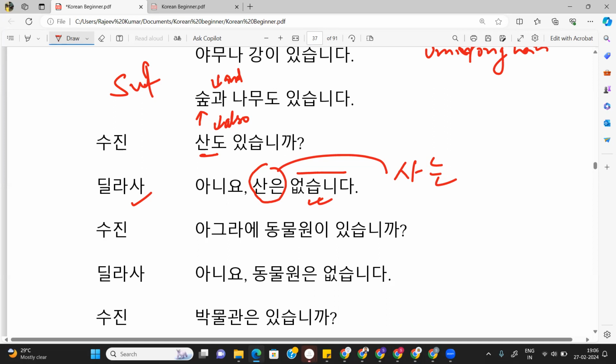Agra. Ye. Dongmul. Dongmul Roni. Woni. Dongmul Roni Isamnida. Dilasha. Anyo. Dongmul Wonan. Dong.